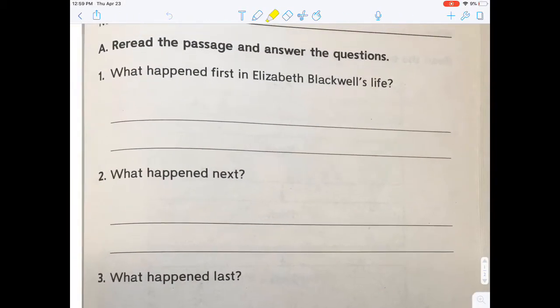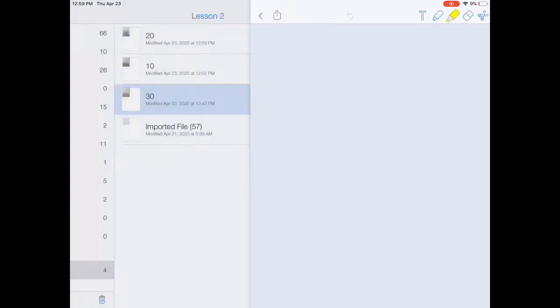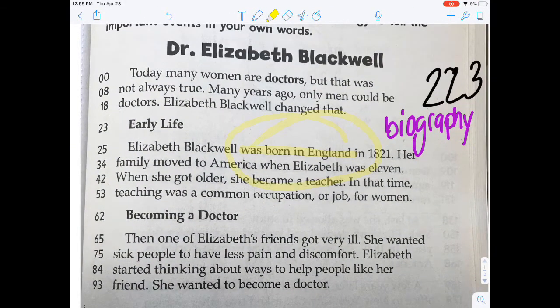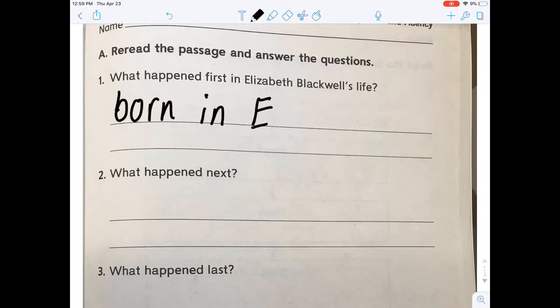Now, let's go to the next page, make sure you have your pencil, and let's write in some answers. What happened first in Elizabeth Blackwell's life? Let's double check what we wrote about what happened first. We highlighted this part that says she was born in England. So we can write down born in England.